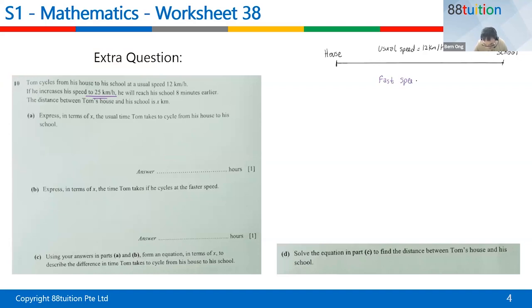All right, can you see the English here? They say his speed to 25 kilometer per hour. It's not by 25 kilometer per hour. You know what's the difference between by and to or not? By means you have to add on.